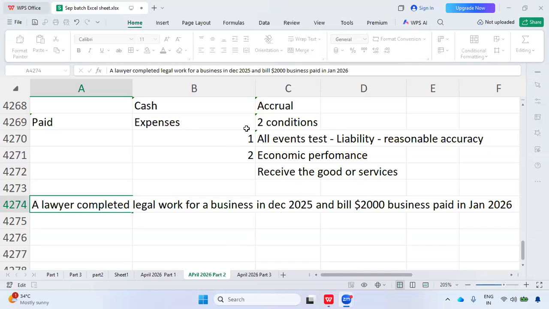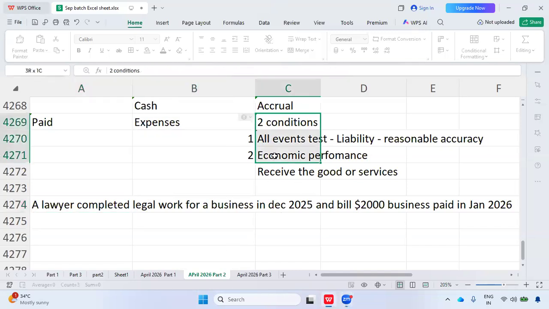So in this case, are we meeting these two conditions? All events test is nothing but liability. We should determine the liability, and economic performance test means either we should receive the goods or we should receive the services. If yes, then we can classify it as an expense under the accrual method. So this is as simple as that.